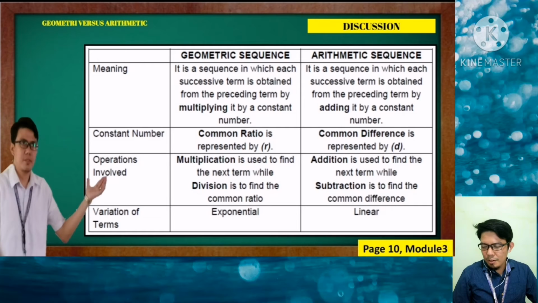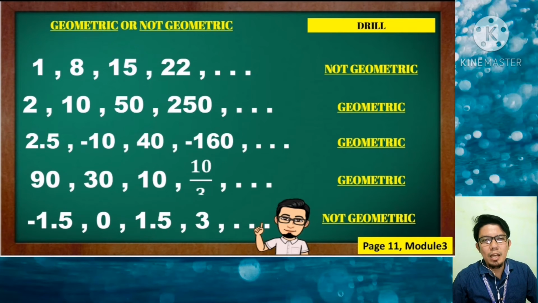Next, now let's have an activity on page 11. Let us determine whether the following sequence is geometric or not geometric. Remember, when you say geometric sequence, it has a common ratio, a fixed number, wherein if we multiply with that fixed number, we can get the next terms or the succeeding terms.